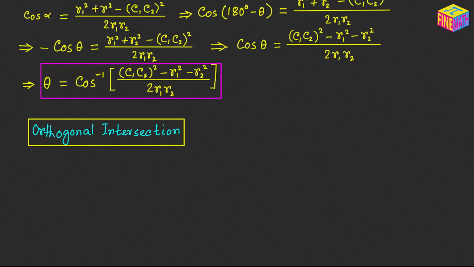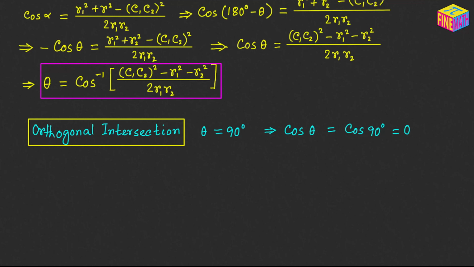When two circles intersect each other orthogonally, that means the angle theta is equal to 90 degrees. So if the angle between the tangents of two intersecting circles at a point is equal to 90 degrees, then we say that the circles intersect each other orthogonally. So for orthogonal intersection, the condition is that theta has to be 90 degrees. Now when theta is equal to 90 degrees, what would be the value of cosine of theta? Well, that will be cosine of 90 degrees, and obviously that is equal to 0.